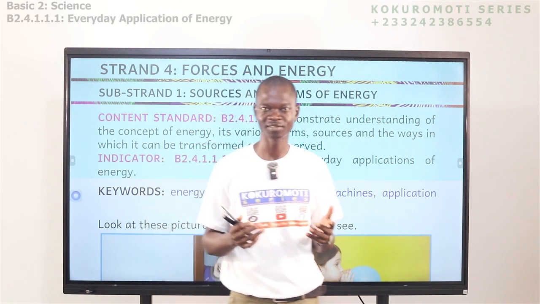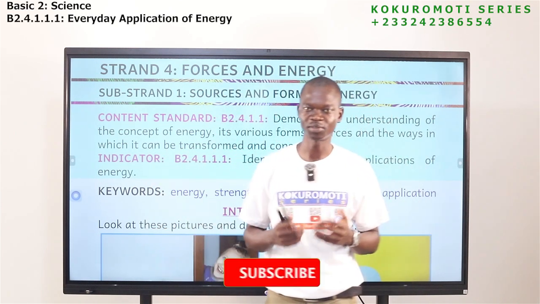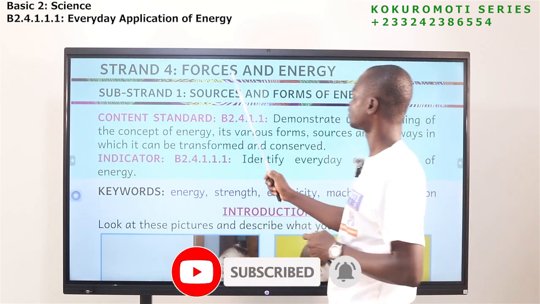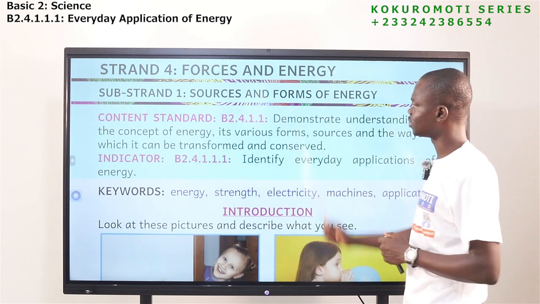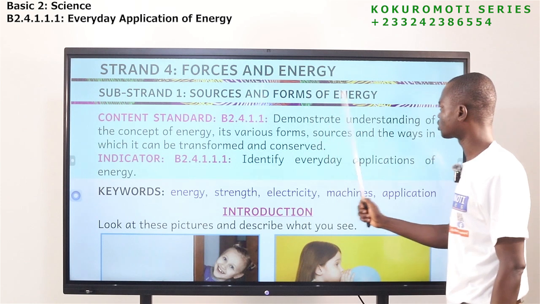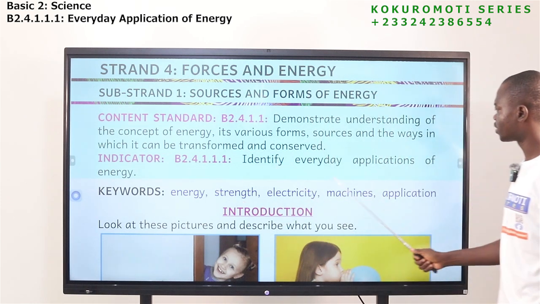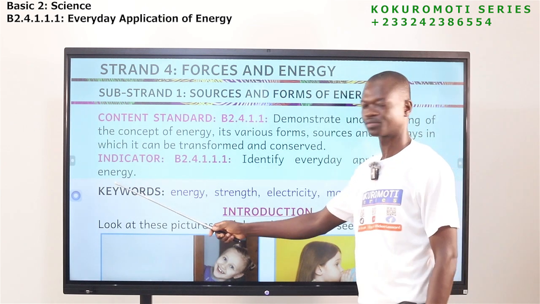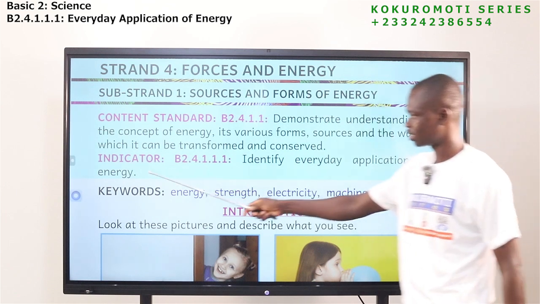Today we have science for basic 2. So if you are in basic 2, today's lesson is for you. What are you looking at? Today we are looking at strand 4, forces and energy. Substrand 1, sources and forms of energy. The indicator: identify everyday applications of energy.